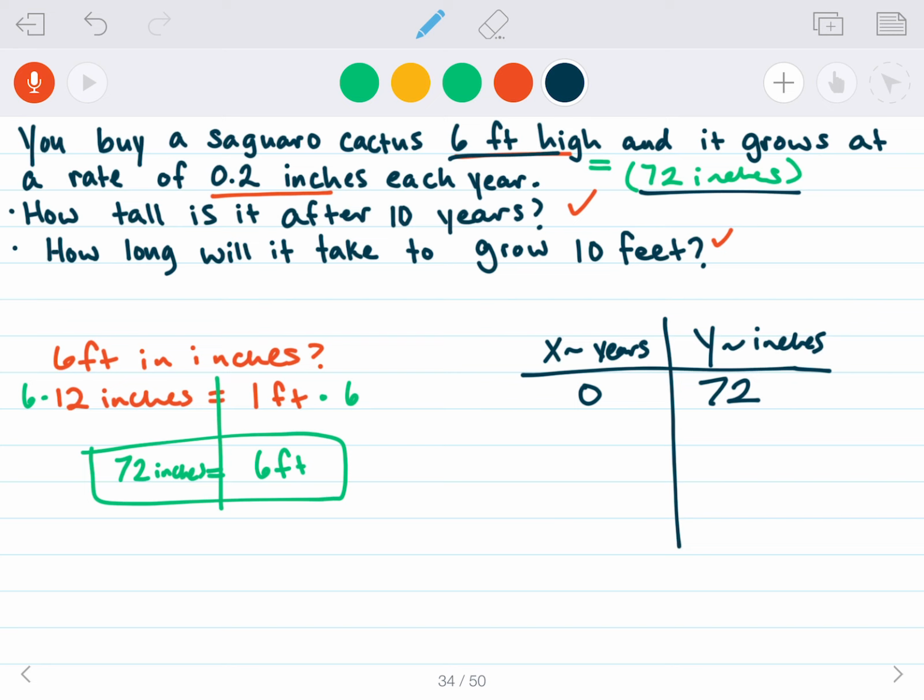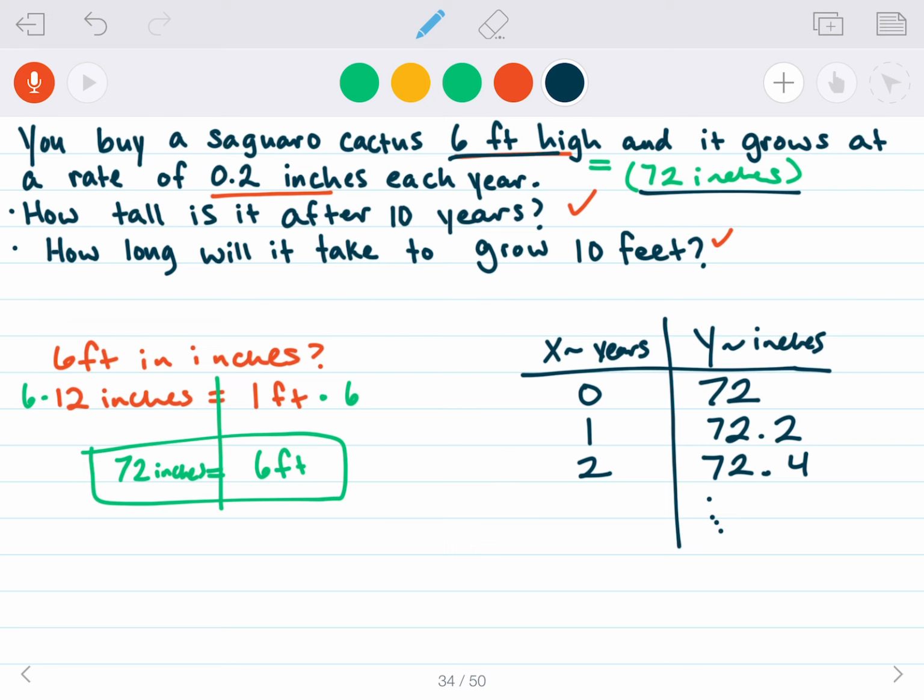Now the rate is the slope, right? How much it's growing per year. So after 1 year, it's going to have grown another 0.2 inches. So 72 plus 0.2 is just 72.2. After 2 years, again, we're adding 0.2 to that to get 72.4, and so forth.